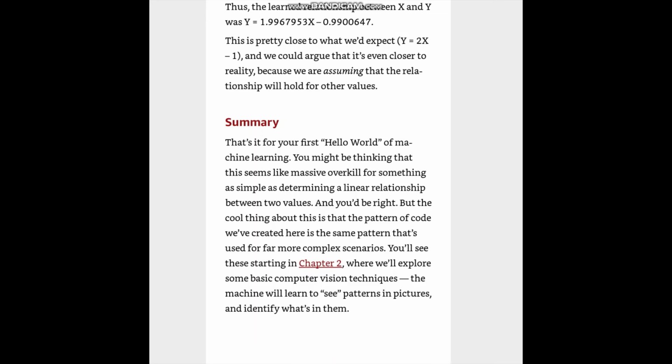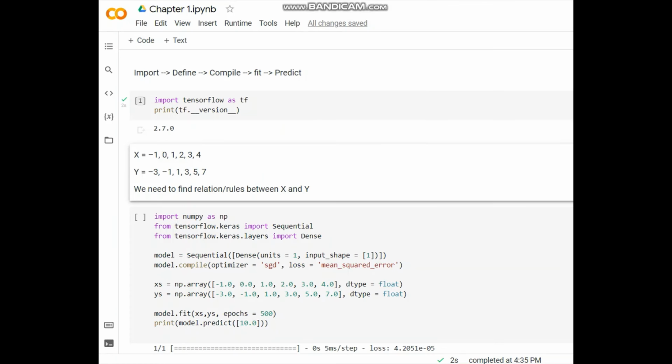So in chapter 2 we'll be learning about computer vision, but now it's time for some code, and we'll hop on to Google Colab for the code of this chapter 1. Now let's head to the code writing session with Google Colab.